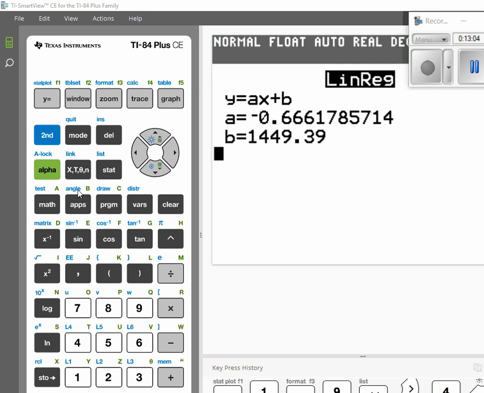What does the A represent here, people? Yeah, it's the rate of change. Very good. Does that make sense? It's going down to the right, that it's negative 0.66. And then what does the 1,449.39 represent? The y-intercept, right? So in this case, the y-intercept is what? That's the time, right? That's the time.